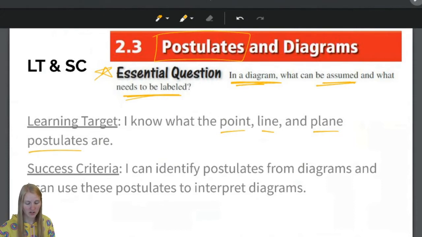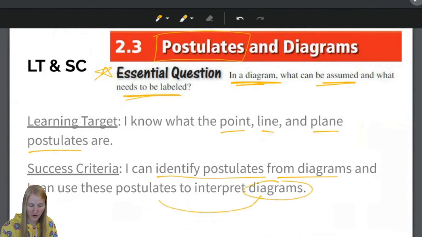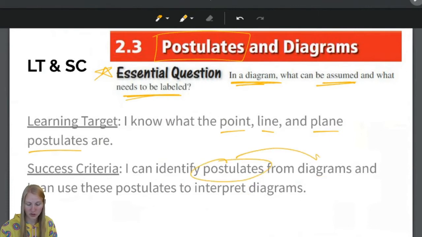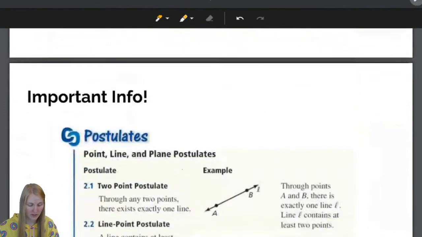And our success criteria is that you can identify postulates from diagrams and use postulates to interpret diagrams. So if you start with a diagram, you can find the postulates, or if you start with the postulates, you can create the diagram, or you can see them in the diagram. Okay, so let's jump right into it.